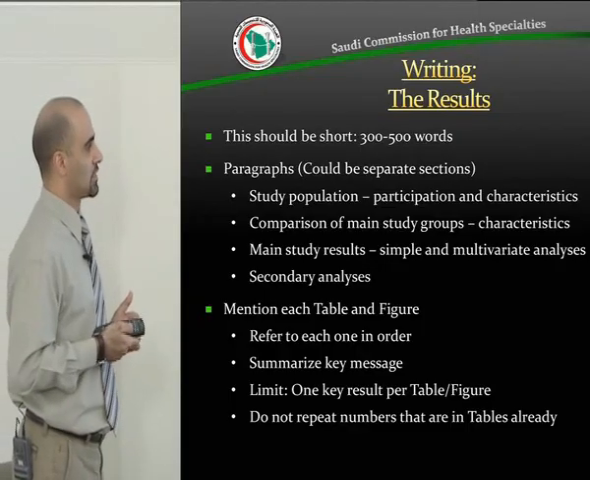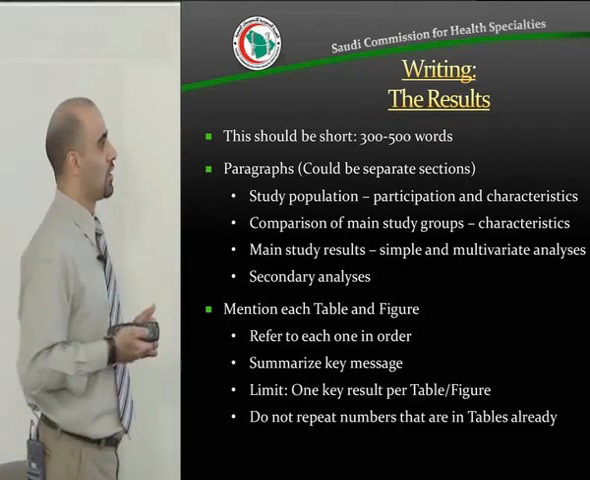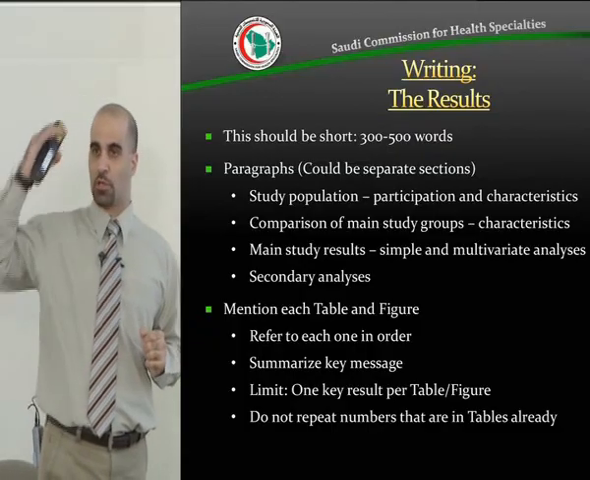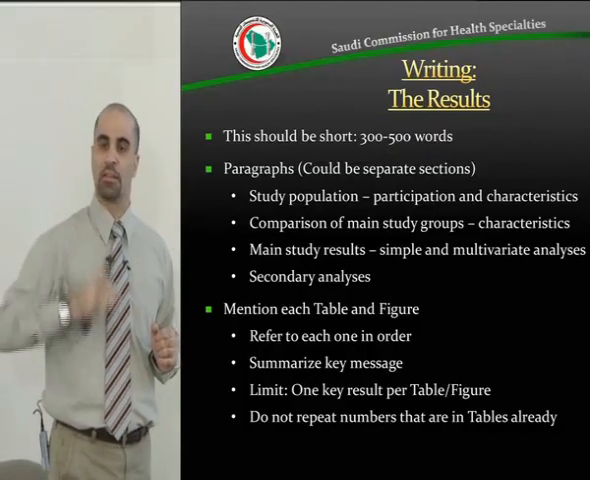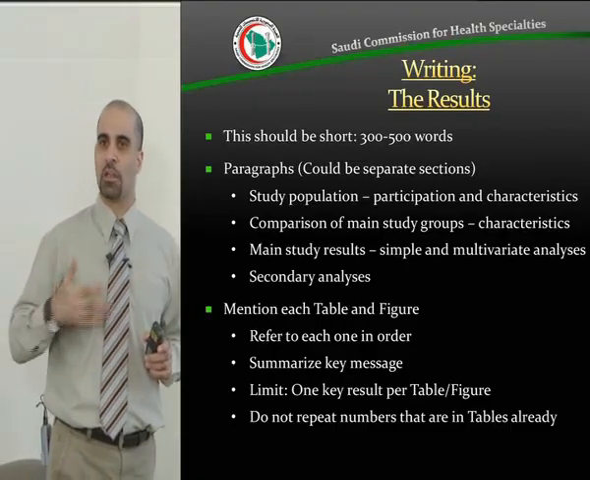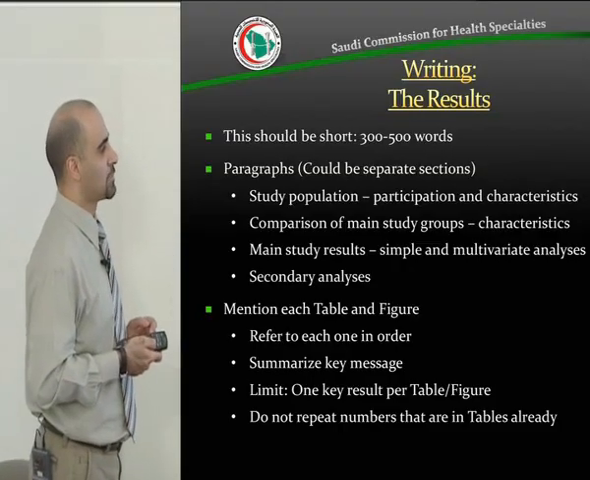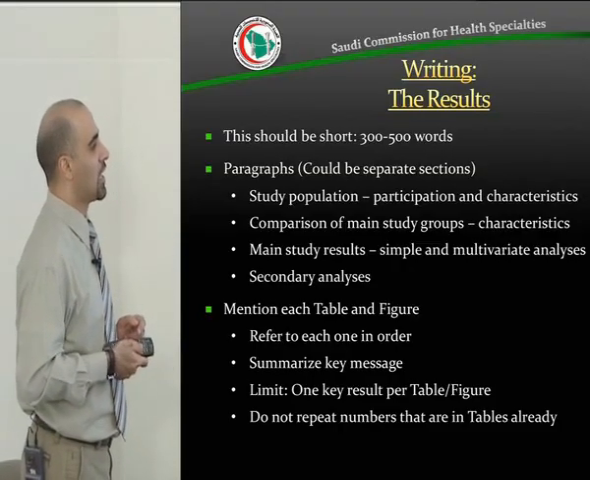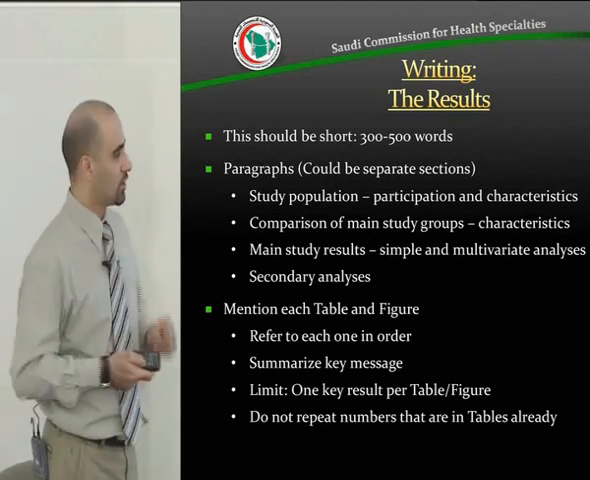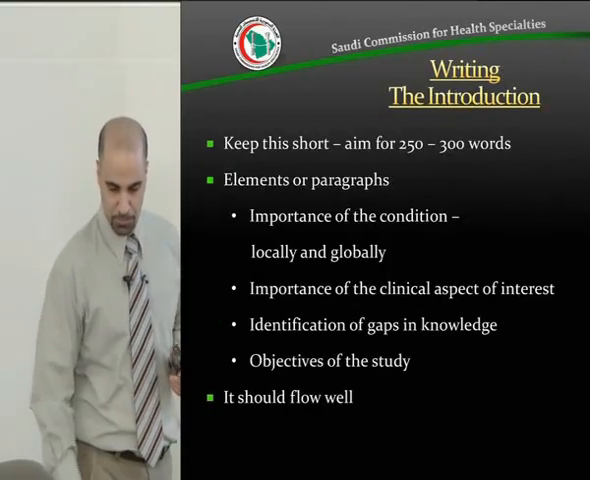secondary analyses. Mention each table and figure that you have included in your manuscript, and refer to each one in order. So you start with table 1, go to table 2, table 3, and then table 4. Summarize the key message. Do not talk about a lot of findings that you find in the results. Make it specific to the key message. Limit it to one key result per table or figure, one key point. And do not repeat numbers that are in the tables already.